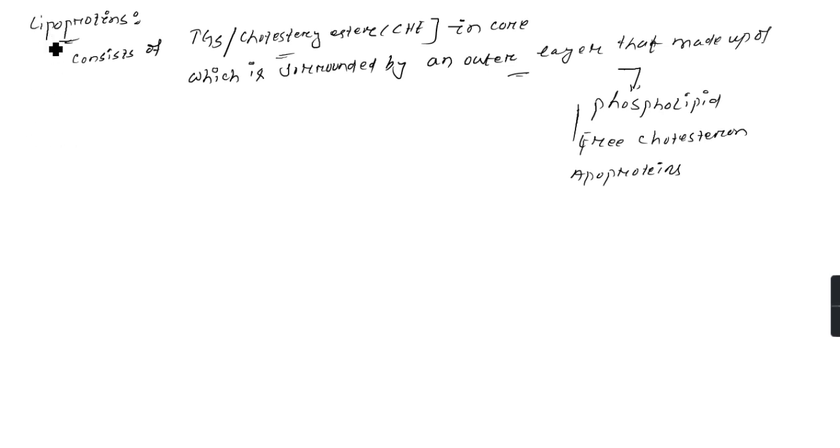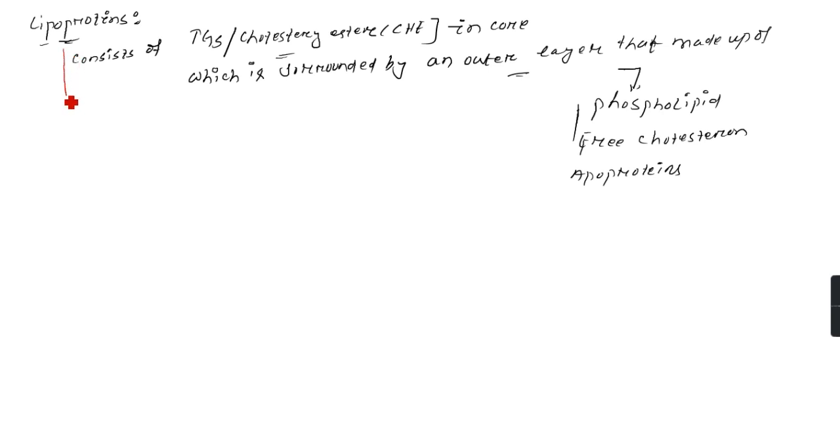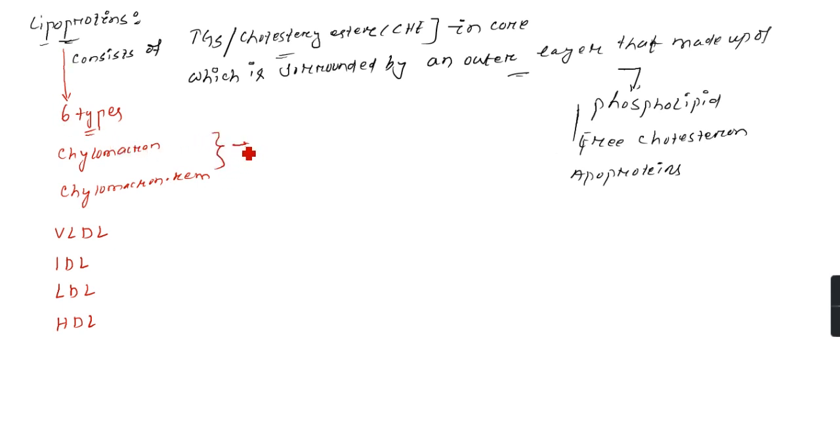This lipoprotein is basically of 6 types. What are they? Chylomicron, chylomicron remnant, then very low density lipoprotein, intermediate density lipoprotein, low density lipoprotein and high density lipoprotein. So what is the function of these types of lipoprotein? Chylomicron and chylomicron remnant help in dietary triglyceride transport. The triglycerides present in our food are transported by chylomicron and chylomicron remnant.